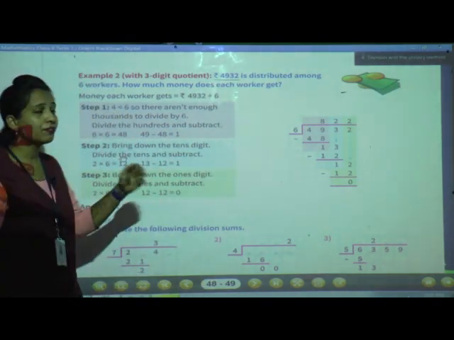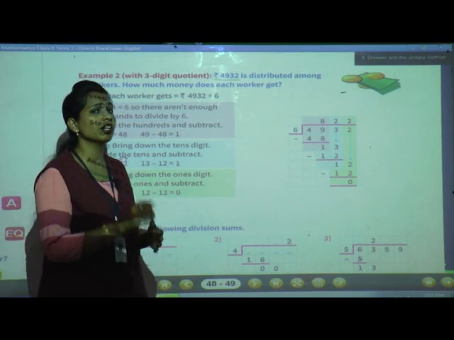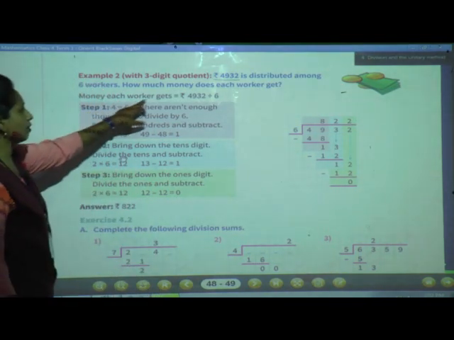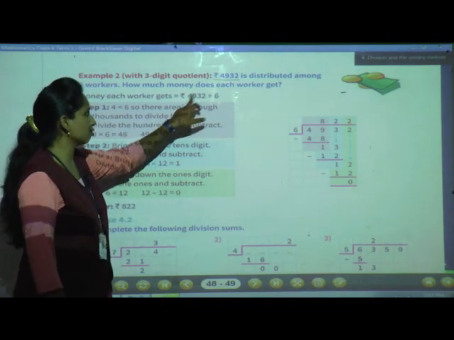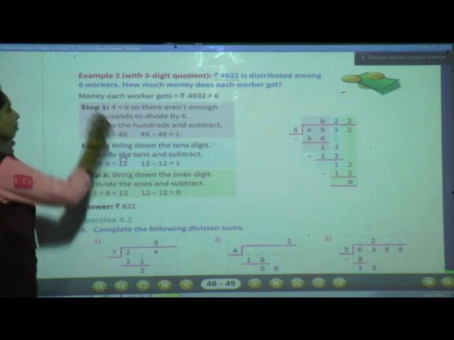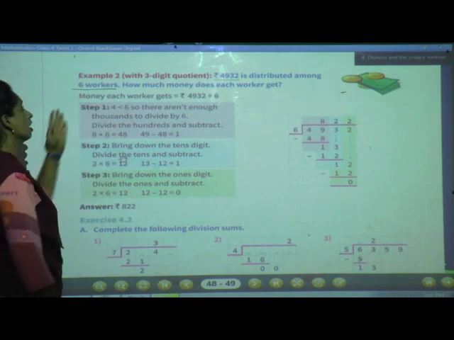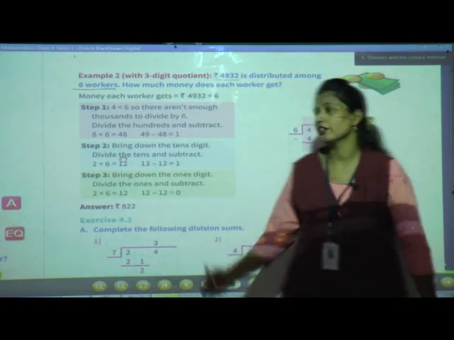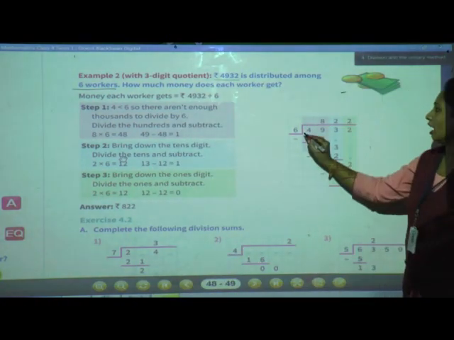4,932. So what we have to find out? Each worker, how much money he got. For that, the money each worker gets is equal to 4,932 divided by the number of workers we have to divide that money among, which is 6 workers. So we will divide by 6 only. Now see the division.